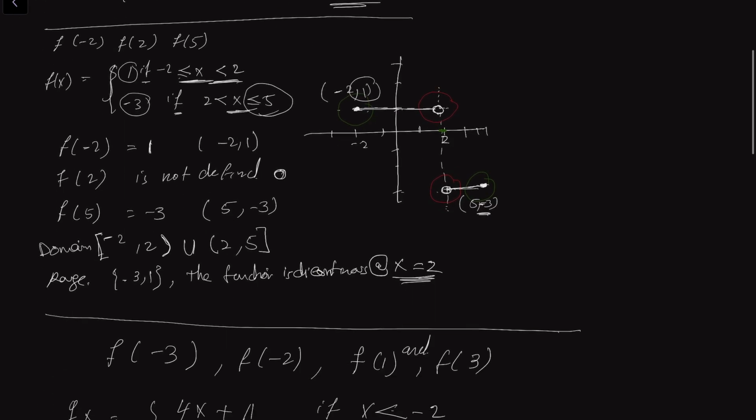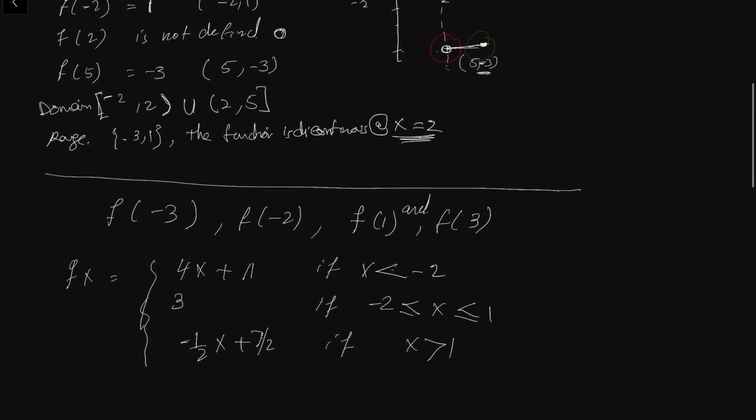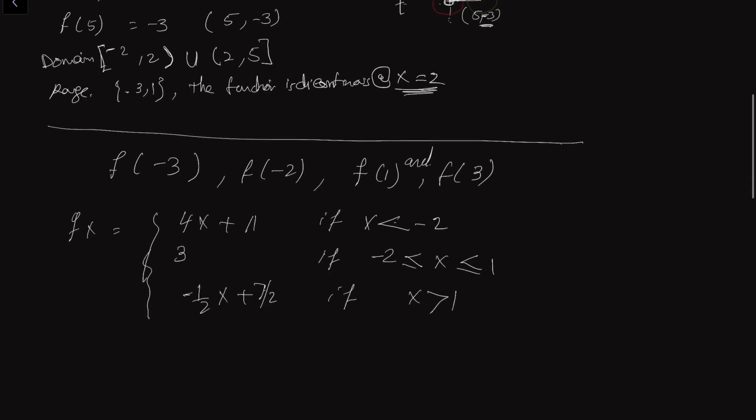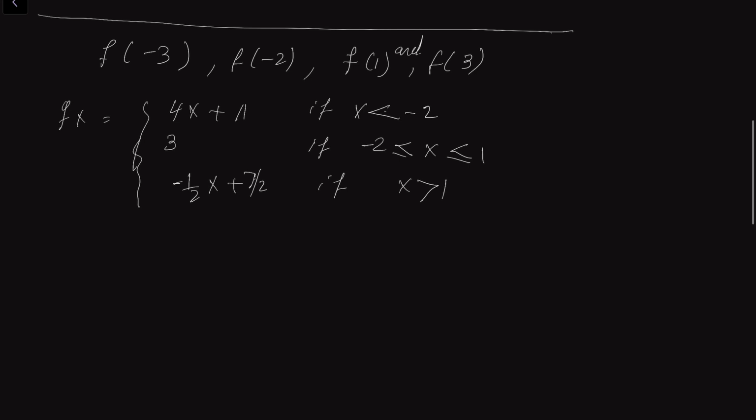So we're going to find the value for the function at the 4 points he selected. Okay. So the first one is f of -3. That's going to fall in the first expression, because we said here x is less than -2. -3 is less than -2. So we're going to follow this.